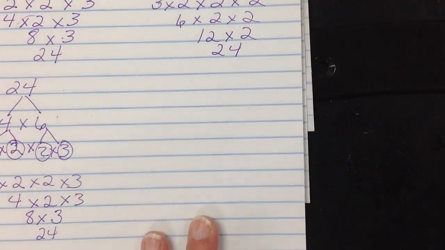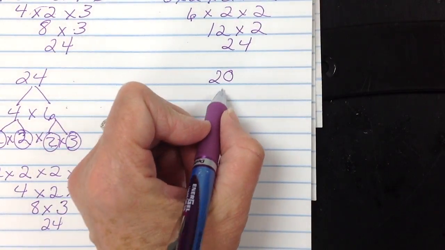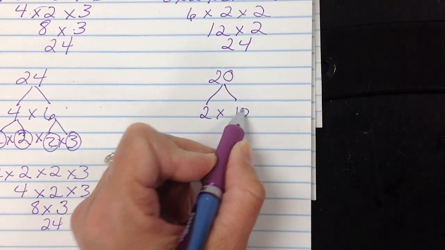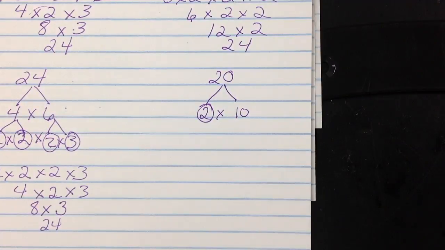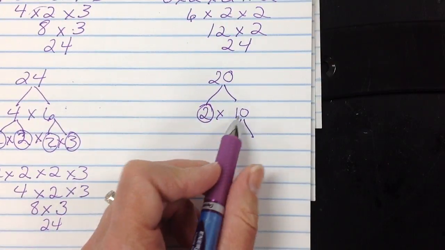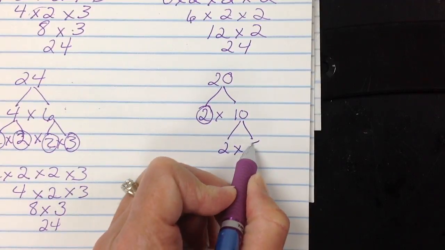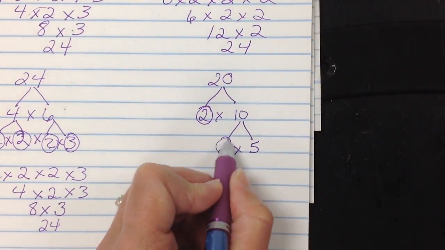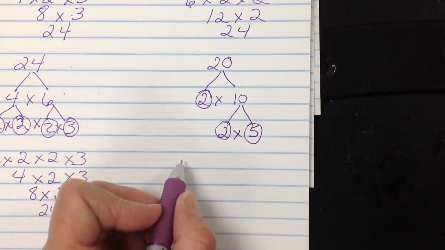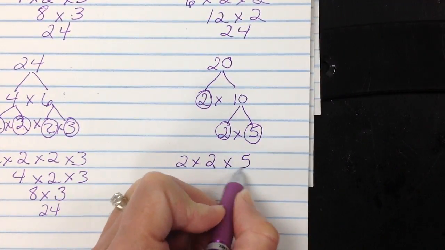Now let's do 20. And I know 2 times 10, because it ends in a 0, tells me 10's going into it. 2 times 10. And I know 2 is prime, so I'm going to circle it. 10 is not prime. It ends in a 0. I know 5 will go into it. Remember, we can never use 1. 10 is 2 times 5. And I'm going to circle 2, and I'm going to circle 5, because they are both prime. So the prime factorization for 20 is 2 times 2 times 5.